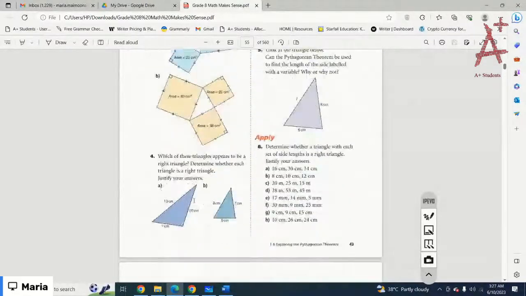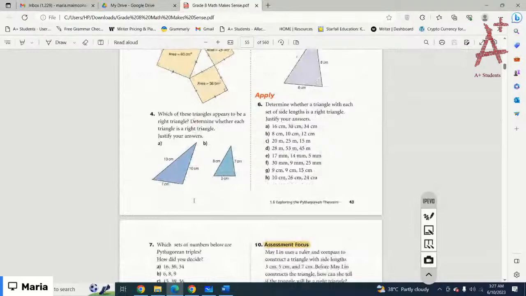Question number 4. Which of these triangles appear to be a right angle triangle? You're given all three sides. You have to just see if this is a right angle triangle. Got it? Let's start with question A. You have 10, 13, and 7.